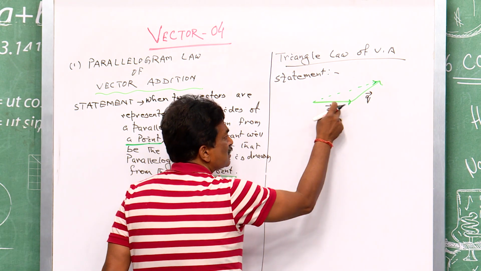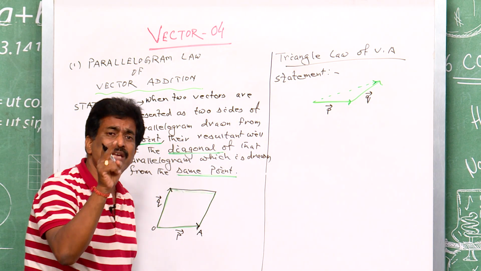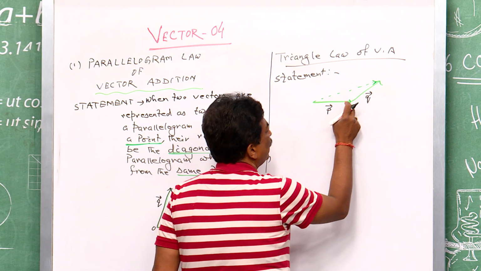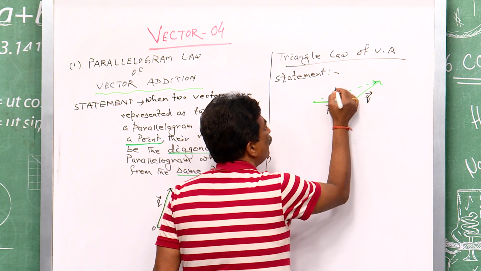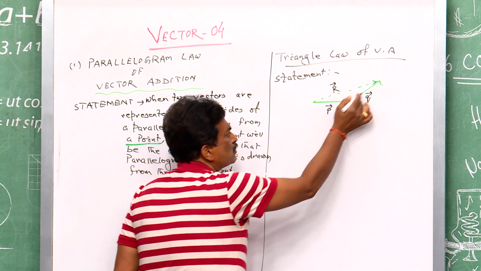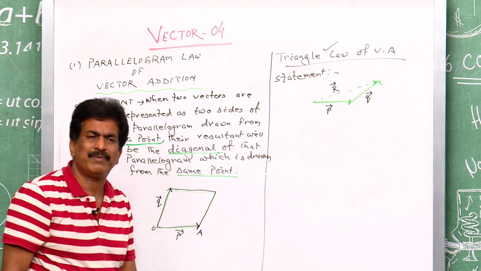When two vectors are represented as the two sides of a triangle in the same order, in the same order means when one vector completes, the second vector starts, then the addition of these two will be the resultant. This will be the resultant. And it looks like a triangle, therefore the name is the triangle law of vector addition.